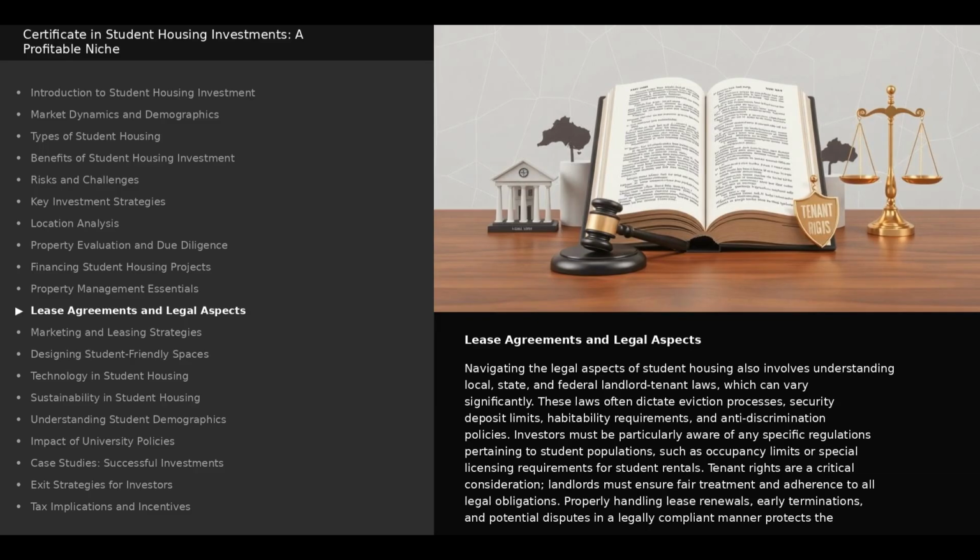Landlords must ensure fair treatment and adherence to all legal obligations. Properly handling lease renewals, early terminations, and potential disputes in a legally compliant manner protects the investment and maintains a professional reputation. Staying informed about changes in legislation is an ongoing responsibility for all property owners.